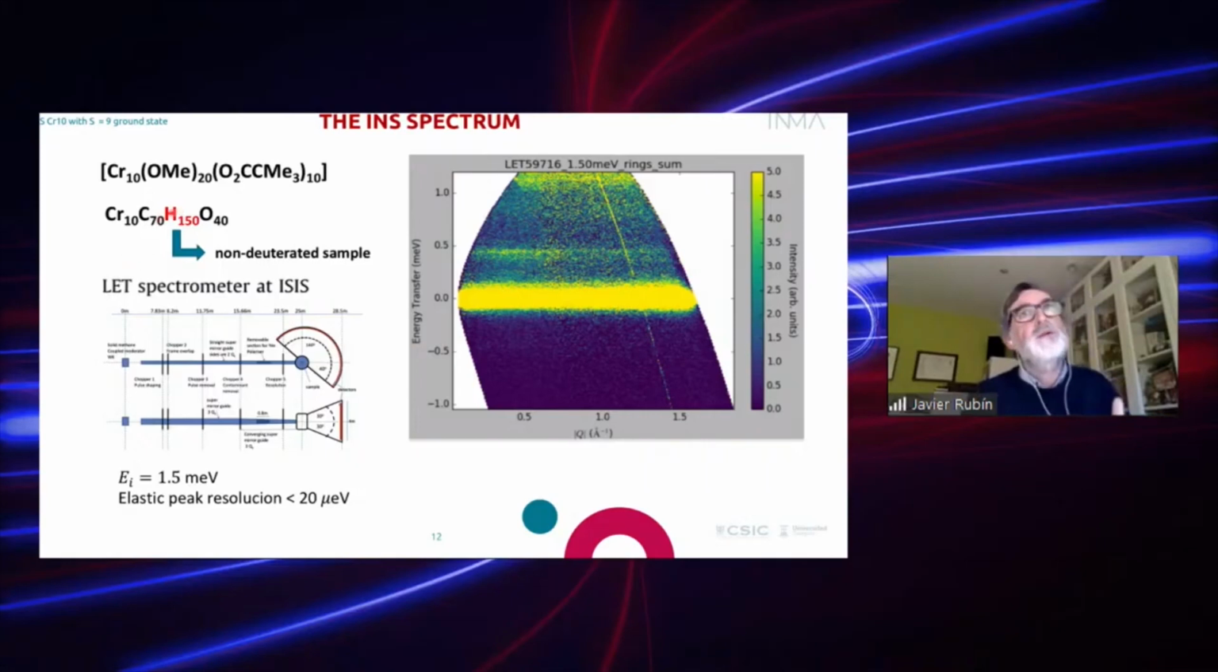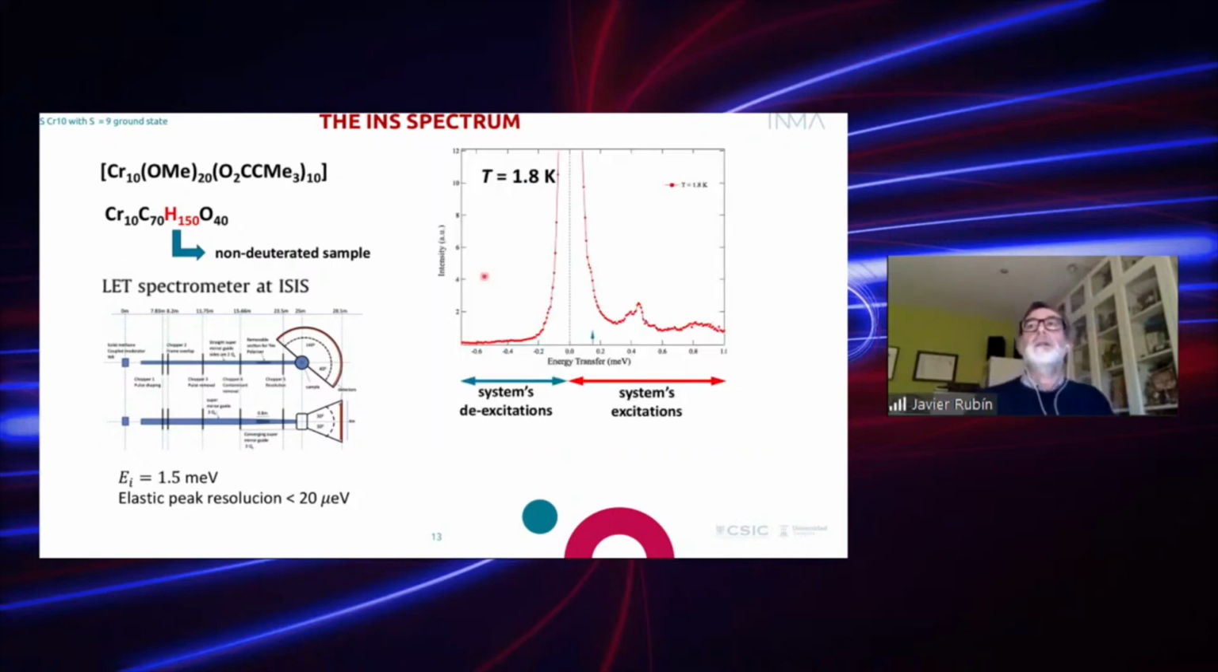We could only use a molecule with hydrogen. We could not get a saturated sample. That means that we have a large component, a large elastic peak coming from the hydrogen, and it has been hard to get information from it, but we got it, and that's what I'm going to show you immediately.